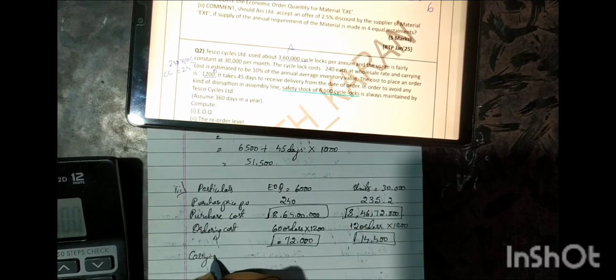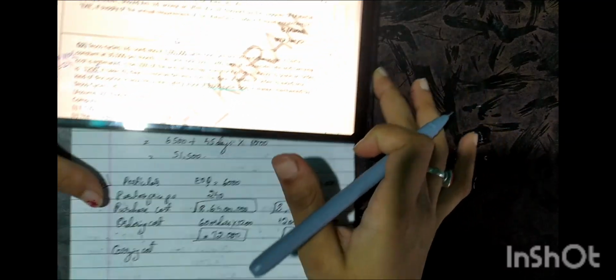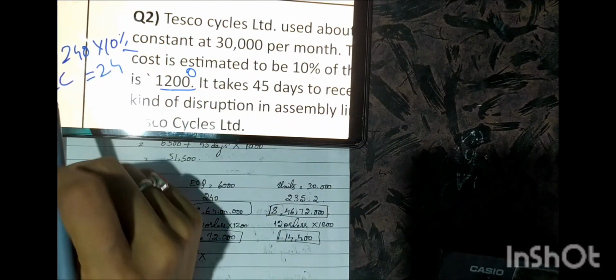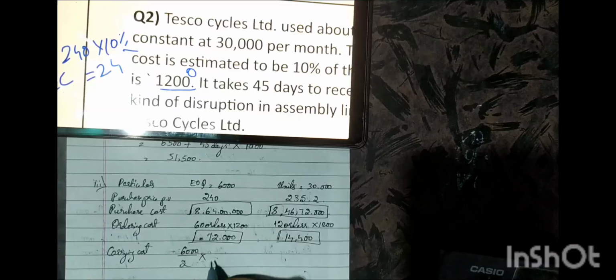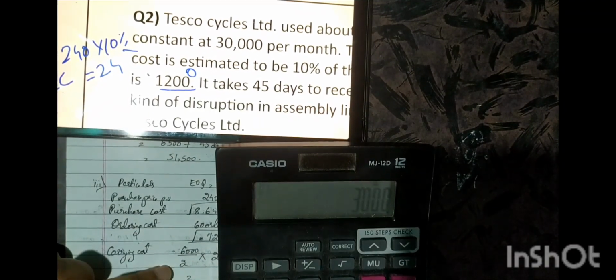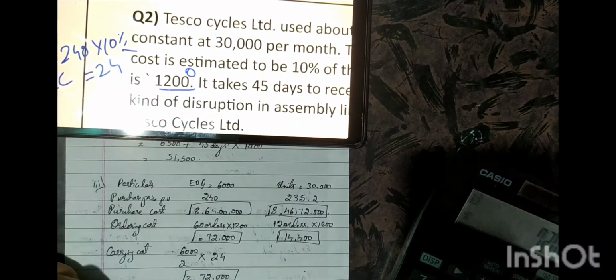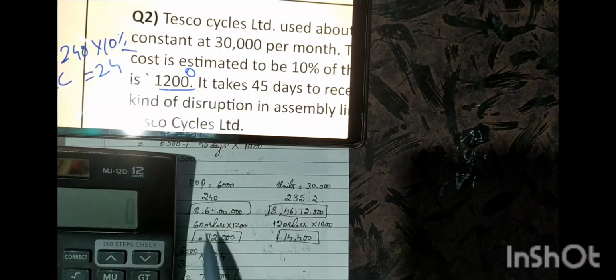And carrying cost, what is carrying cost? Carrying cost is average inventory, that is 6,000 upon 2, into carrying cost per unit per annum. What is carrying cost per unit per annum? We have calculated it: 240 into 10%, it is 24. So 6,000 upon 2, 3,000 into 24, it is 72,000. In EOQ, always ordering cost is equal to carrying cost, but not at other quantities.